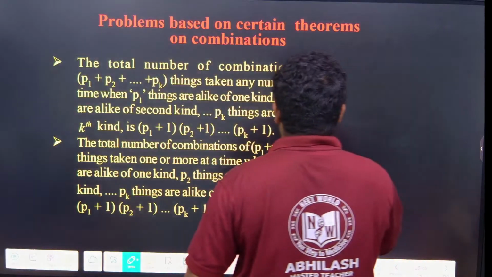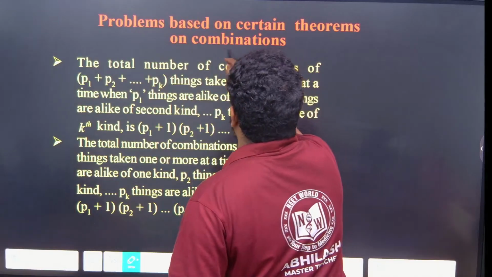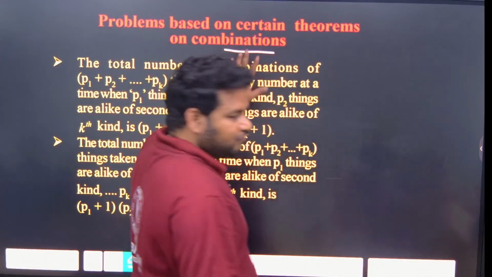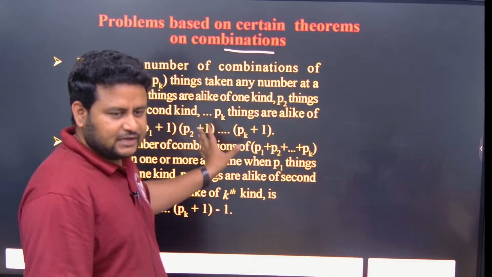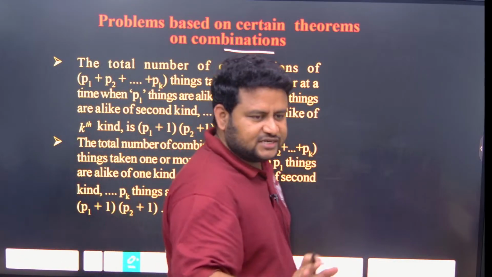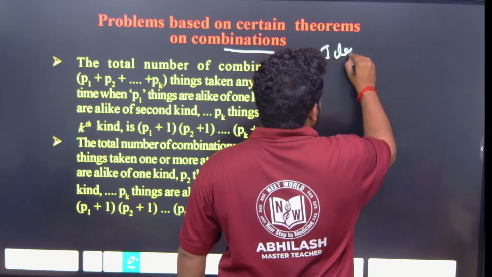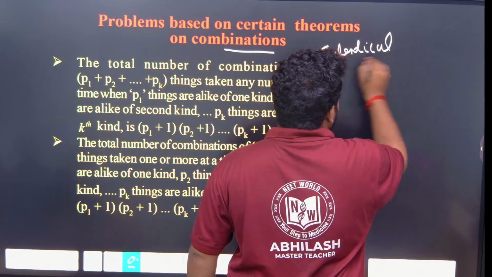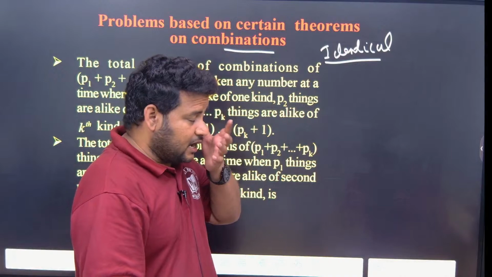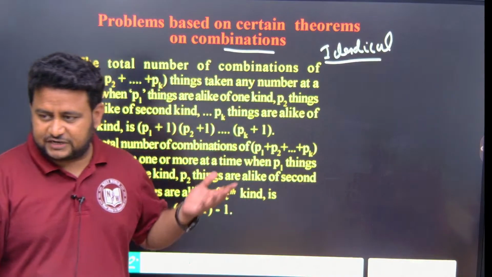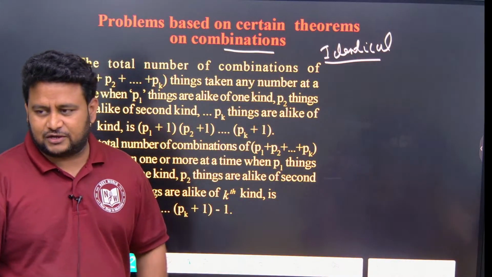Problems based on certain theorems of combination. Here you don't have to worry too much about all these things. Up till now we studied what? Non-identical. Now we will be studying about identical. Same thing you did for permutation. First we studied non-identical, that is without repetition. Then with repetition, that is identical. Here non-identical is done for combination. Now we are studying identical.